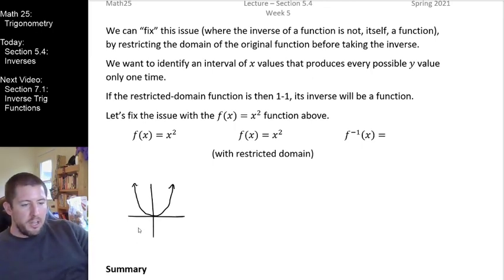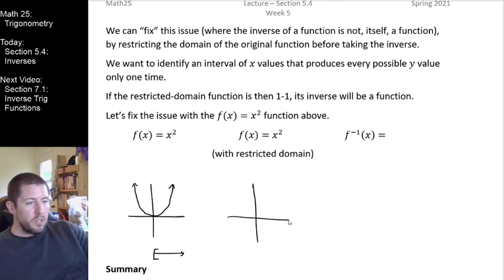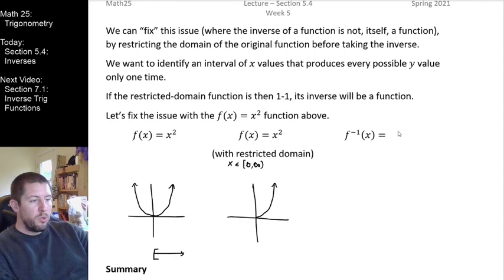And so what I'm going to do is identify this region right here, right? If I picked just all the positive x's, then I can graph f of x over the restricted domain to get just this guy. So 0 to infinity is now my new domain right there. X is an element of the interval 0 to infinity. Now when I go to invert this guy, we're just getting what we know as the actual square root function.